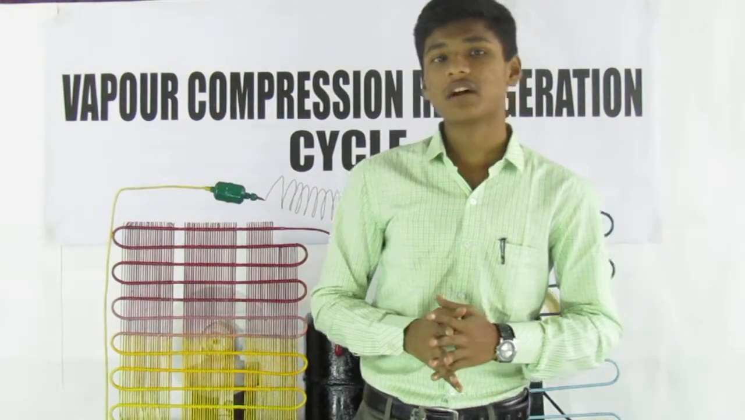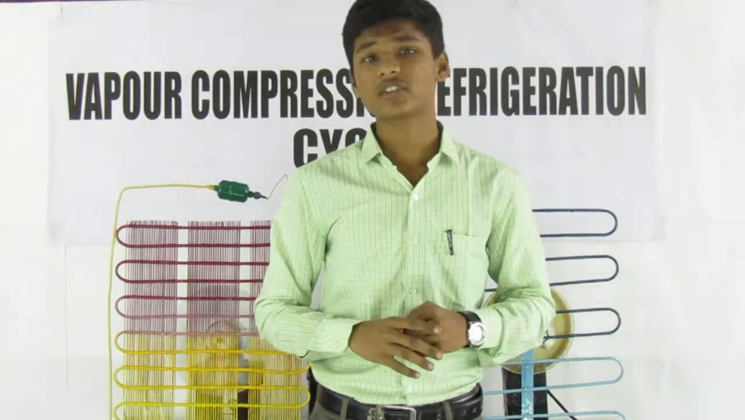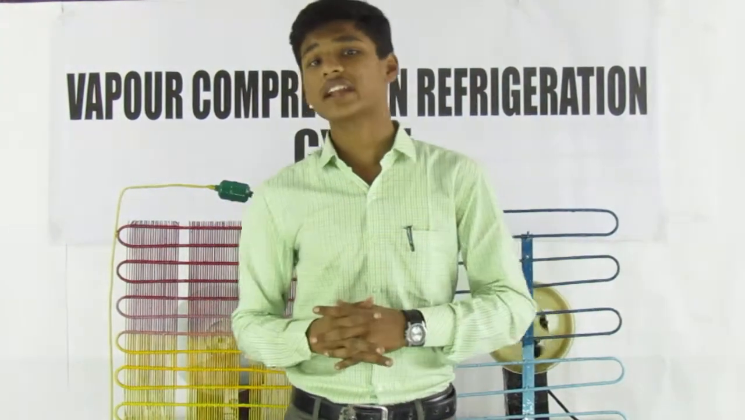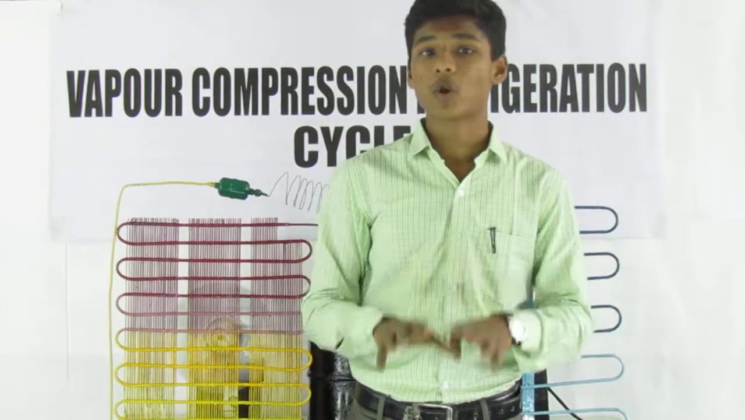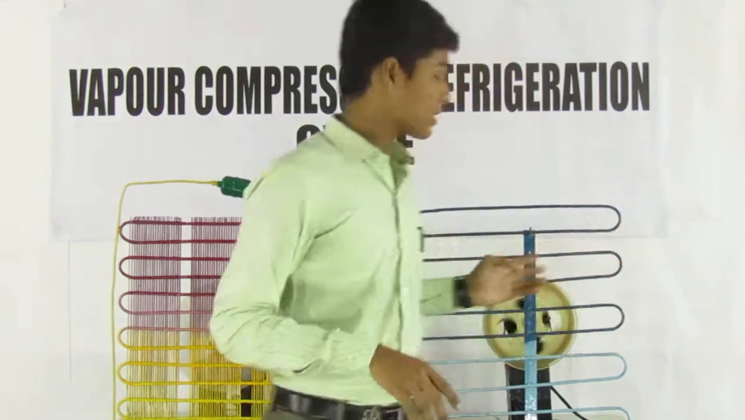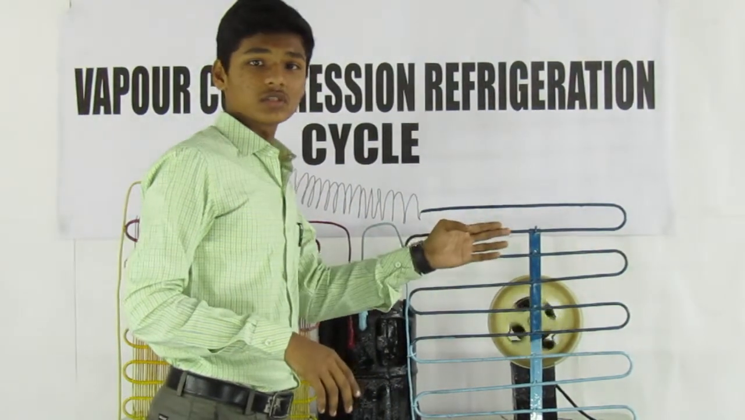The expansion device has a small orifice. When the liquid refrigerant passes through the small orifice, there occurs resistance, and then its pressure and temperature are dropped. Then low pressure, low temperature liquid refrigerant expands into the evaporator.